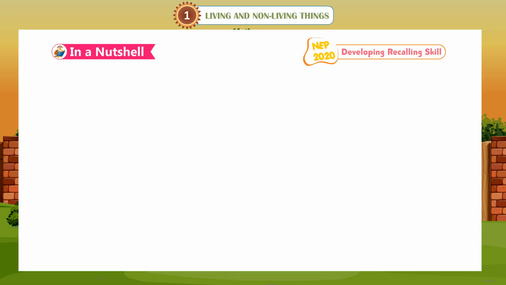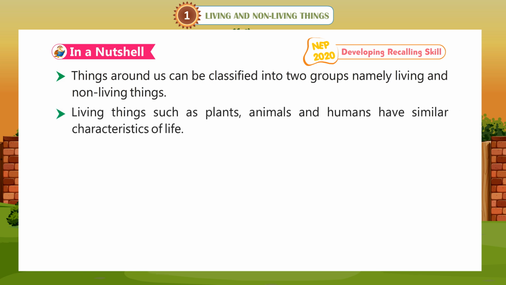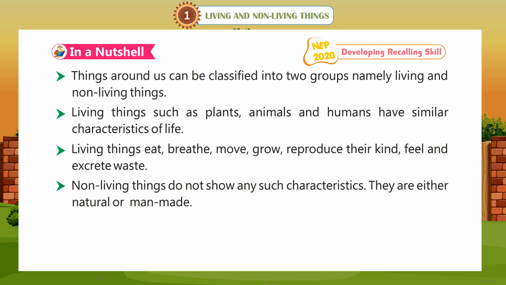In a nutshell, things around us can be classified into two groups, namely living and non-living things. Living things, such as plants, animals, and humans, have similar characteristics of life. Living things eat, breathe, move, grow, reproduce their kind, feel, and excrete waste. Non-living things do not show any such characteristics. They are either natural or man-made.